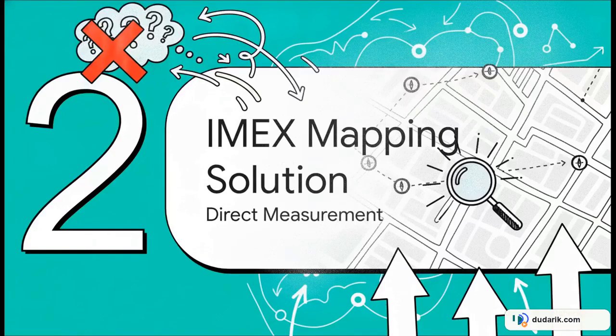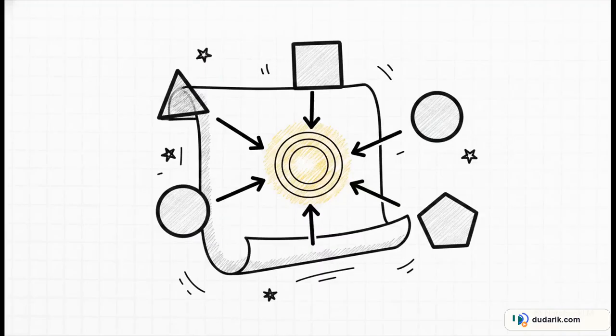Okay, so how do we fix this? Let's dive into the IMEX mapping solution. Enter IMEX. That stands for Interaction-Based Model Explanation. Now, this is a post hoc framework that completely shifts how we handle explainability. It moves it from a sketchy approximation task to a direct measurement problem. It essentially builds a literal interpretability map.